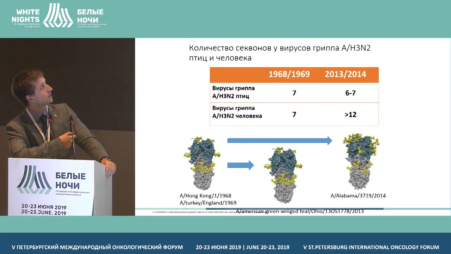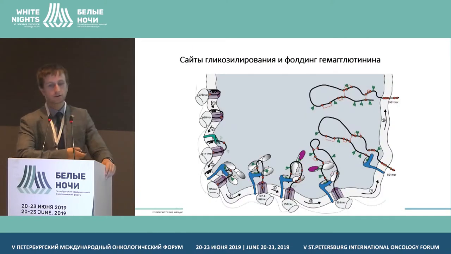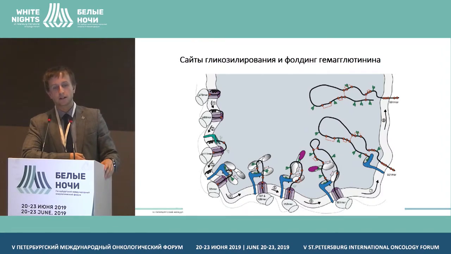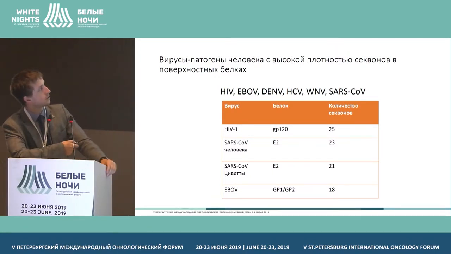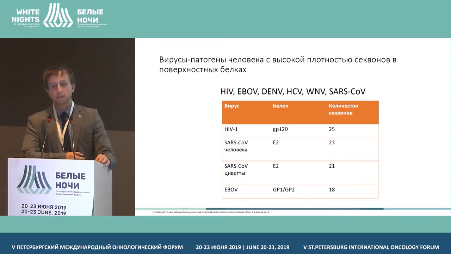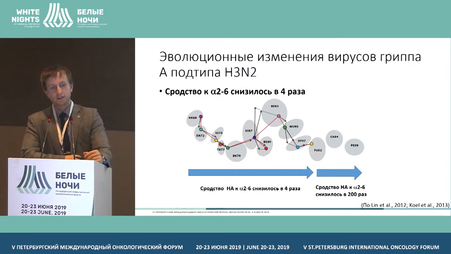And back in 1968-69, the avian flu viruses H3N2 had 7 potential glycosylating sites. In 2013-2014, the birds had the same 6-7 potential sites, while the humans had more than 12. And this certainly impacts the characteristics, the stability of folding of hemagglutinin. In particular, we know that a whole series of human pathogens like HIV-1, SARS, Ebola virus have even more glycosylating sites in the surface proteins. And the capacity of H3 hemagglutinin is not clear. We do not know how many more sites it can accumulate.